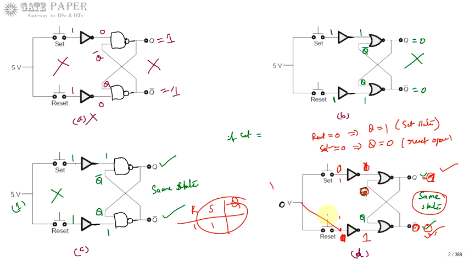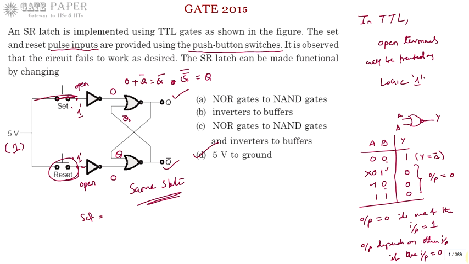If both are pressed, 0 is going to be connected at both the inputs of inverters. That makes output to be 1, and that 1 will make output of each NOR gate become 0. That is violating the flip-flop operation, which is treated as indeterminate state. So D is the right option. If you replace 5 volts with 0 volts, it can perform SR operation, SR latch operation. So the right option for this one is option D. Okay, thank you.